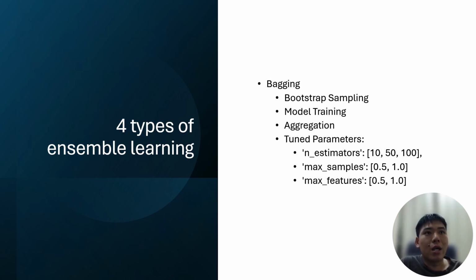There are three parameters we have tuned for bagging, which are n_estimators, the number of base estimators in the ensemble; max_samples, the number of samples to draw from X to train each estimator; and the last one, max_features. Max features is the number of features to draw from X to train each base estimator.